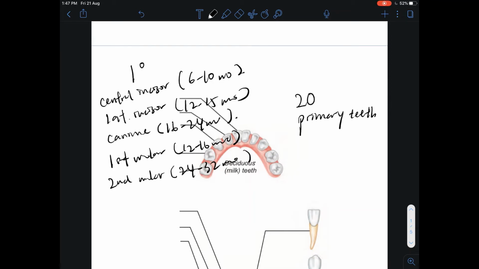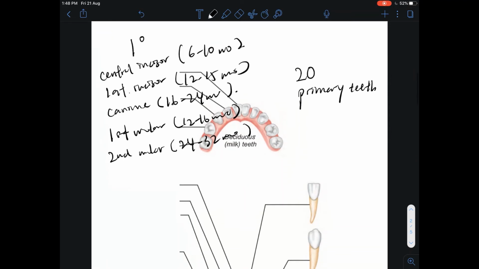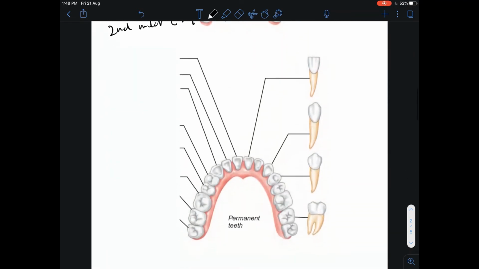The central incisors, lateral incisors, and canine are replaced by the permanent central incisors, lateral incisors, and canine respectively. However, the first molar and second molar are replaced by the permanent first premolar and the second premolar. For a normal adult, we have 32 permanent teeth.